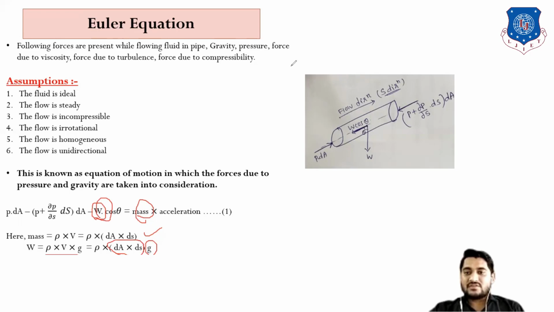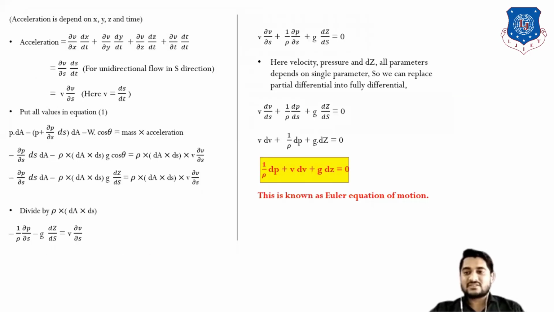Clear, students? Now we have to find out the value of acceleration. So let us move on to the next slide. Here acceleration, you already know about it. Acceleration is a vector quantity, so acceleration is dependent on x, y, z direction and time as well. If any quantity depends on more than one parameter, we have to take partial differentiation of that equation. So acceleration is basically velocity divided by time, but it depends on x, y, z and time. So we have to take partial differentiation with respect to x, y, z and time.